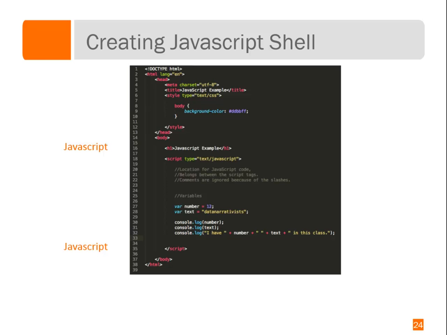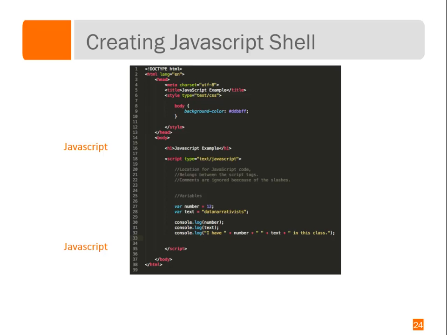So the first one that we take a look at is the variable of number. So we set number equal to 12, and then we set the variable of text equal to data narrativist. So these are two variables we have, both number and text, and we could set them to other values if we wanted to, but this should work for our purposes. And then we'll have our three JavaScript statements here.